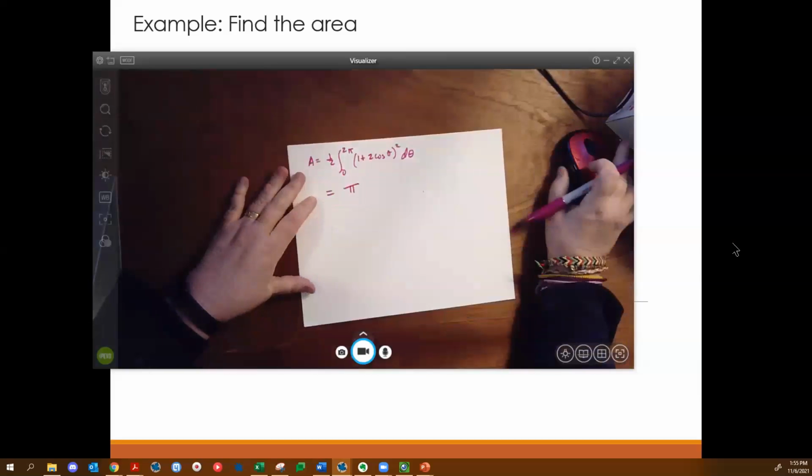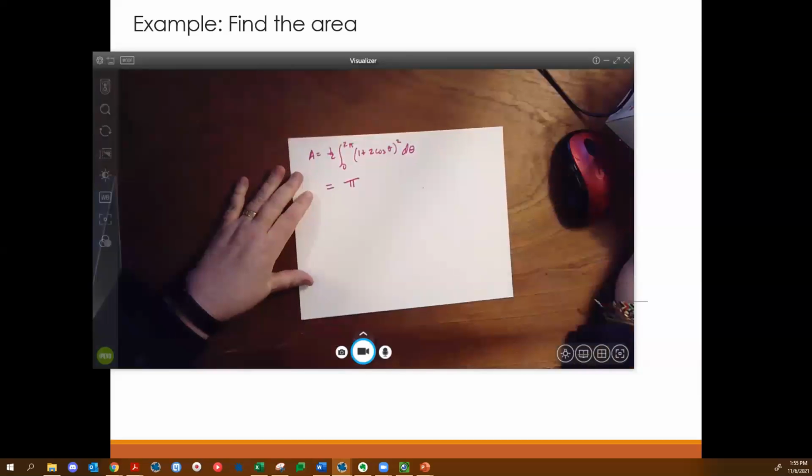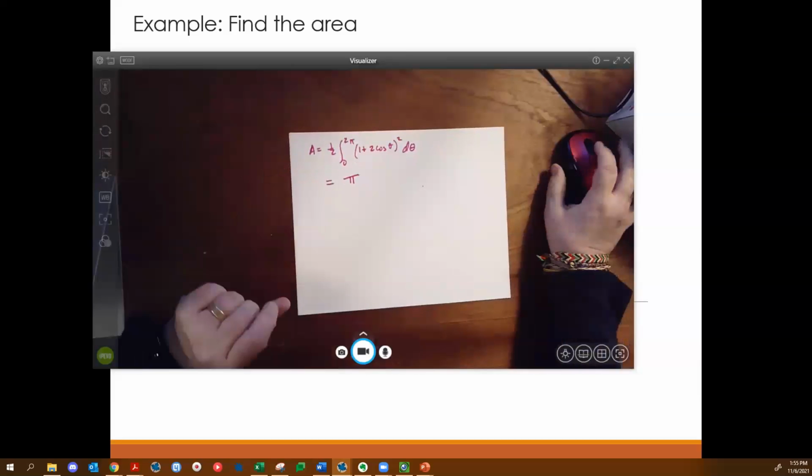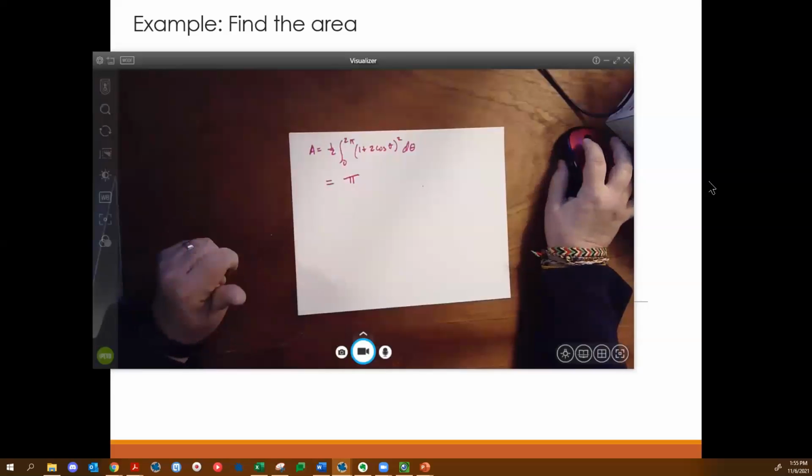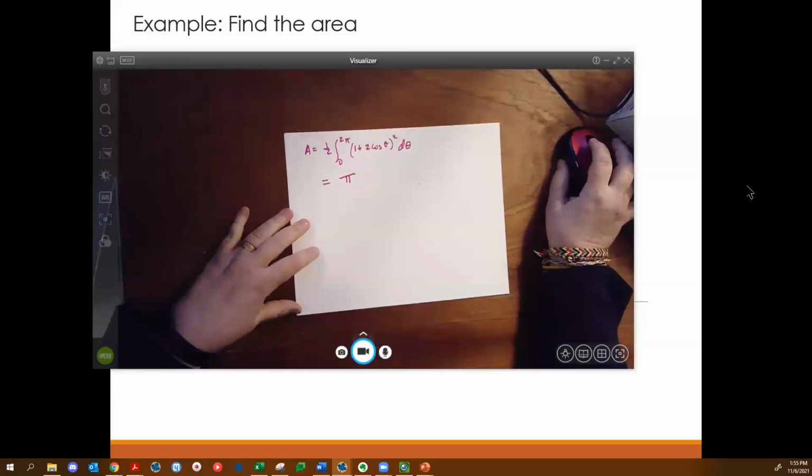So that's how you would integrate these polar graphs. We're not going to do any really weird, crazy ones, but maybe a few somewhat fun ones. You know, we're going to do the ones with leaves because I like things with leaves. And I think that's a good place to stop.